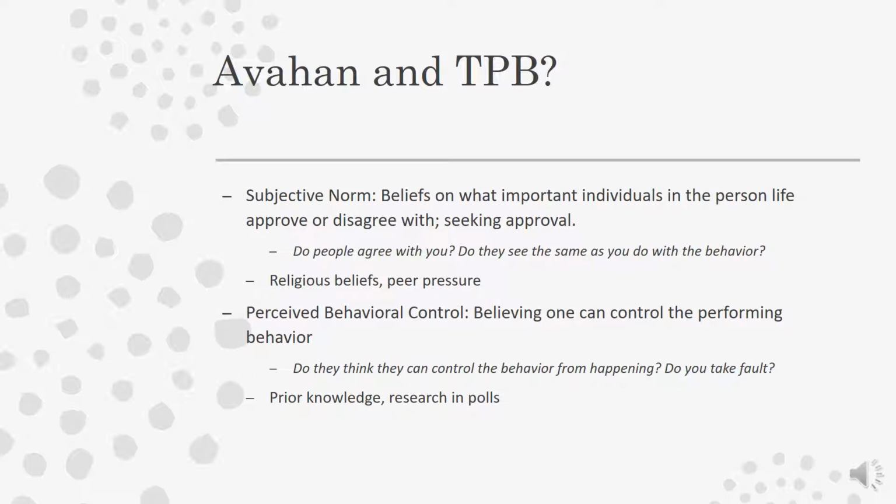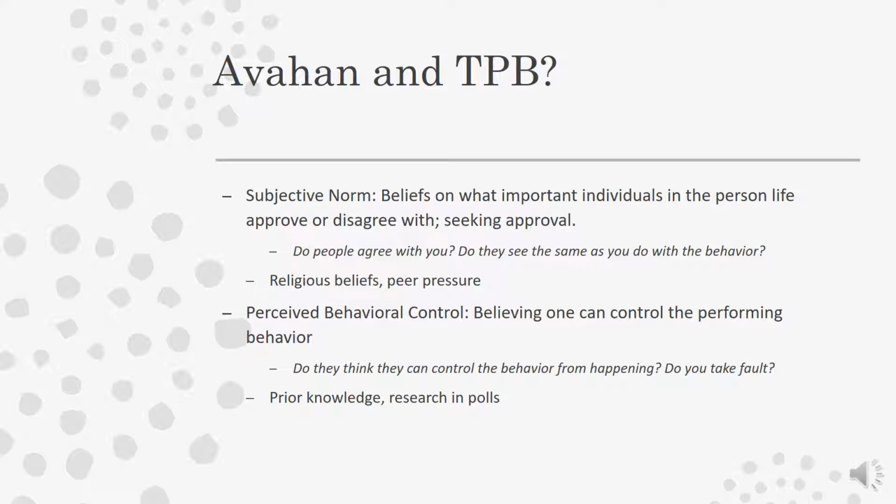The theory of planned behavior has another step called subjective norms. This is beliefs on what an important individual within a person's life approves or disagrees with. In other words, they're seeking approval from that person. In other words, do people agree with you? Does this person see the same as you do when it comes to this behavior? If not, the individual may be likely to sway their opinion to match the opinion of the person they're admiring. In a word, basically peer pressure.